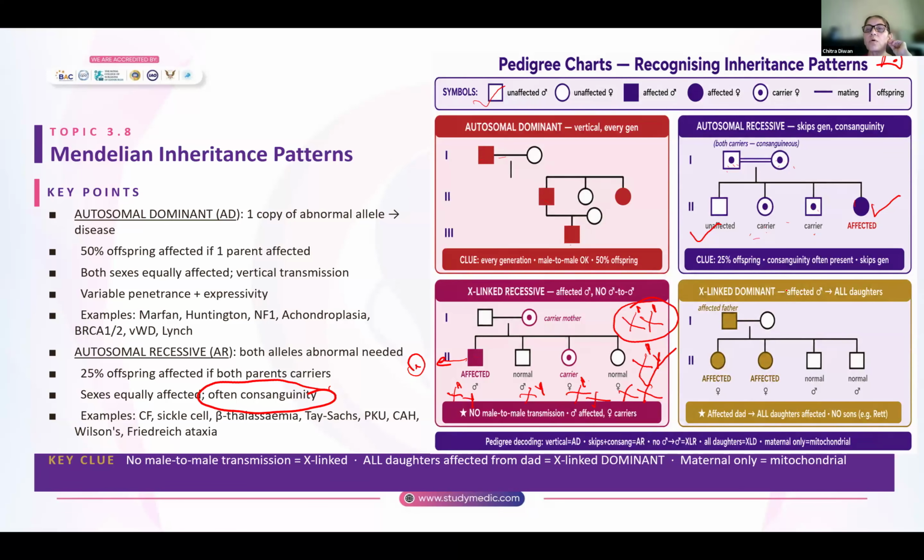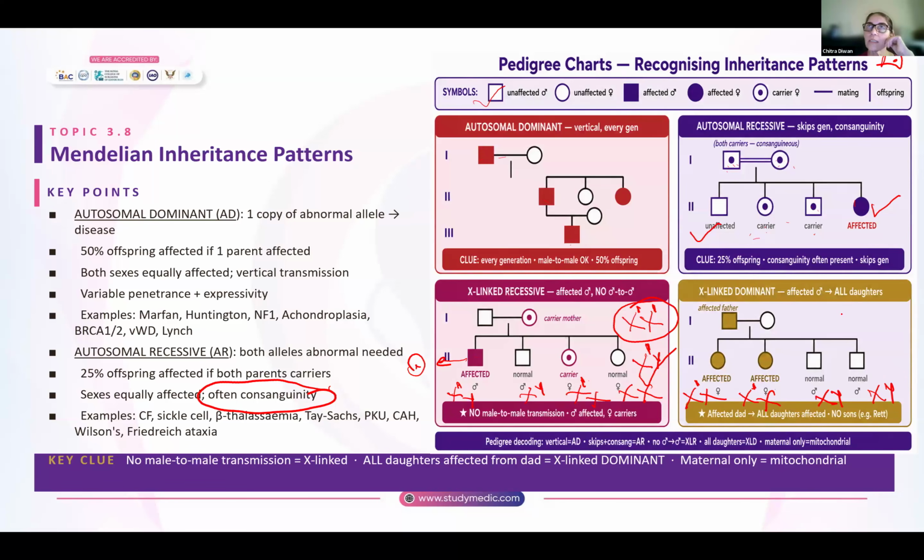All the females are going to be affected. Because females are going to get one affected X chromosome from the father, and the normal X chromosome from the mother. But because it is a dominant trait, even one affected chromosome is enough for expression of the disease. Whereas the males are going to get only the Y chromosome from the father. So all the males are going to be normal, whereas all females are going to be affected.